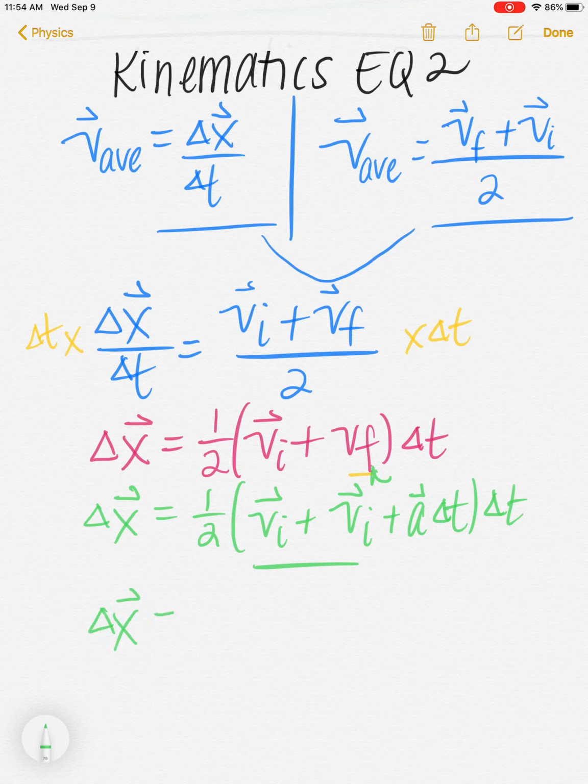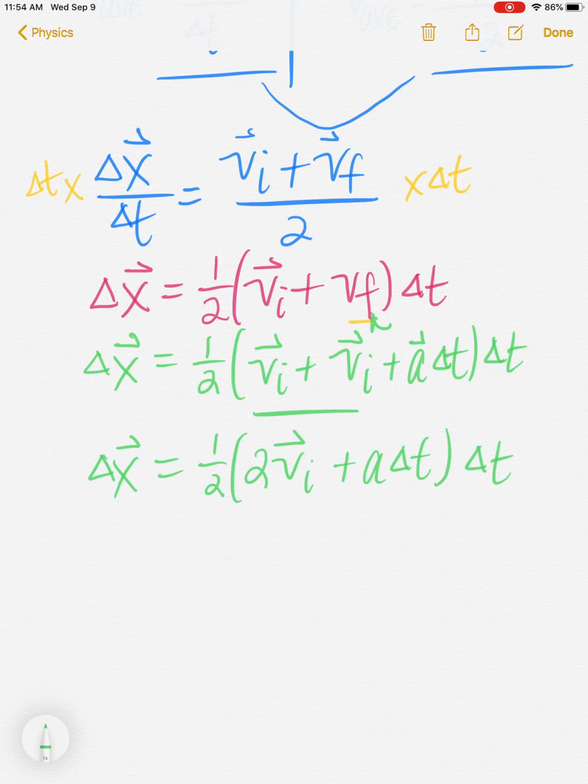So this now can say displacement equals 1/2 times twice the initial velocity vector plus acceleration times time, quantity times time. All right, now we just got some cleaning up to do. It kind of is like cleaning your room. It's gonna look worse before it looks better. So let's distribute this 1/2 first across the quantity.